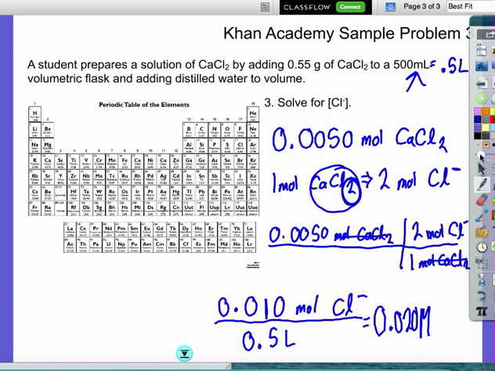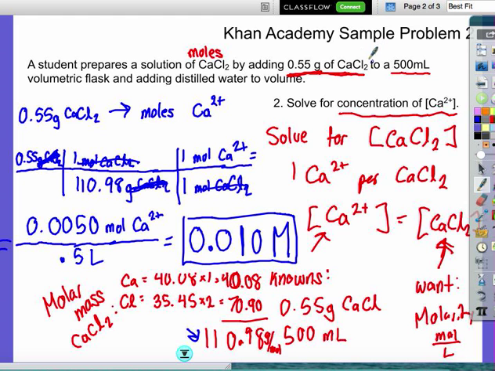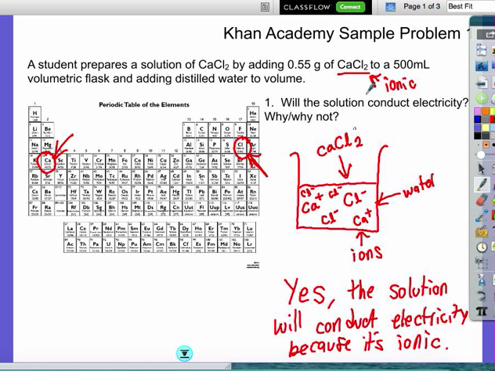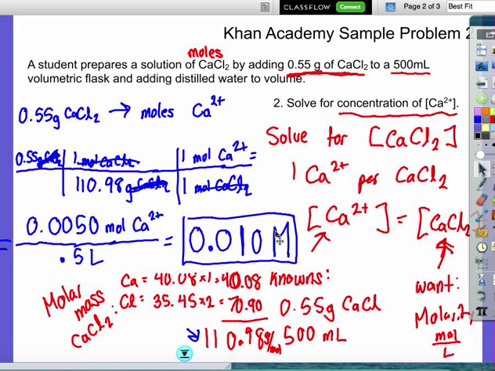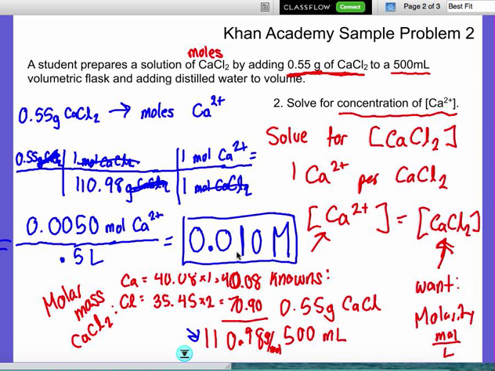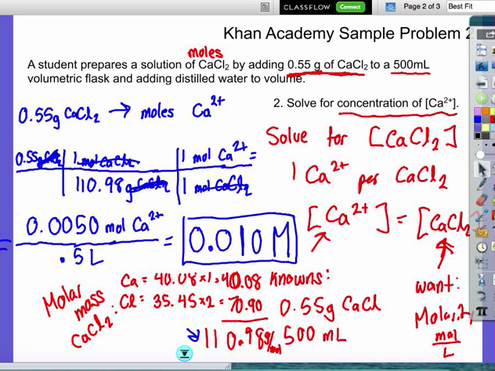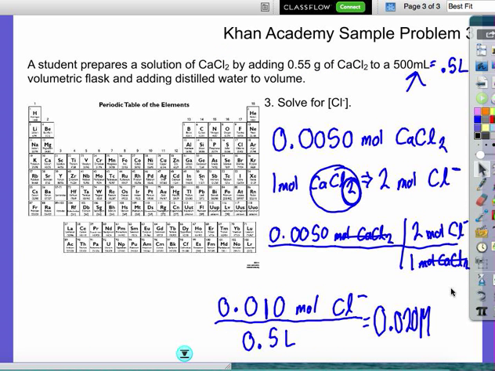And we can check our answers to see if that makes sense. We expect our chlorine concentration to be double that of our calcium concentration, because when we added the CaCl2, we got 2 moles of chlorine for every 1 mole of calcium. So if we had a concentration of 0.010 for calcium, we would expect it to be double that for chlorine, which it is.